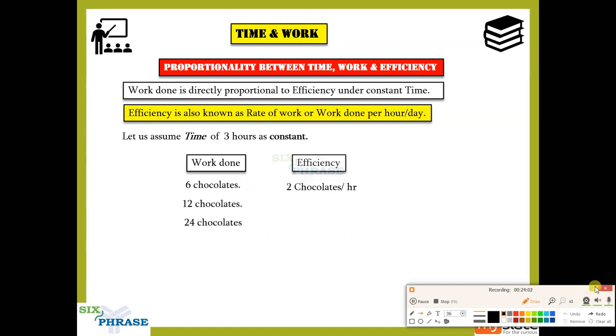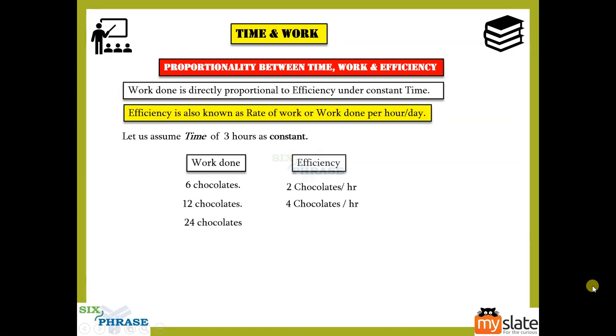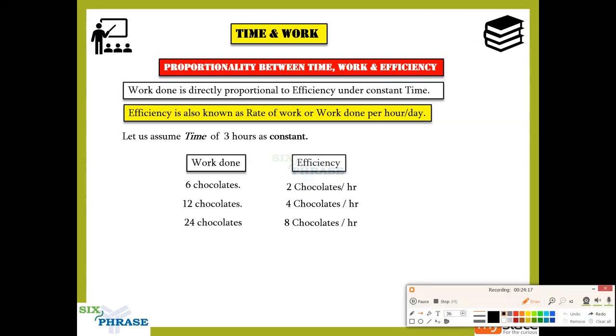Yes. Now we'll increase the efficiency, 4 chocolates per hour. What will happen? If he eats for 3 hours, he'll eat 12 chocolates. Now increase it again, 8 chocolates per hour. If he eats for 3 hours, he'll eat 24 chocolates. So guys, this shows when you increase the efficiency, then work done also increases. When you decrease the efficiency, work done also decreases. This is the reason why we say work done is directly proportionate to efficiency under constant time.